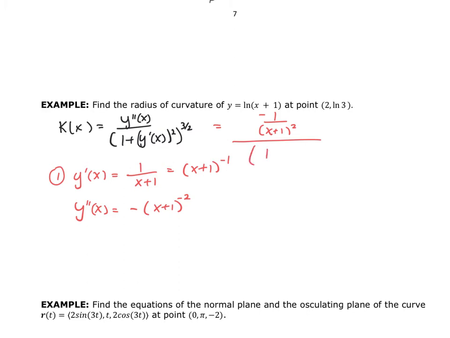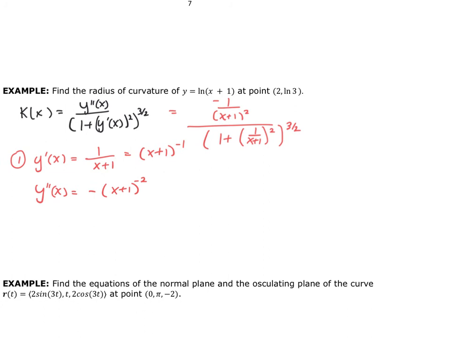And then in the denominator, I'm going to have 1 plus, and then 1 over 1 plus x, the quantity squared. This is going to be raised to the 3 over 2. Now, I could clean this up if I was asked to find the radius of curvature not at a particular point. But because they're asking me to find this at a particular point, I'm going to go ahead and find k of 2. This is my x value. This is my y value, but I don't actually need that for this. They're just telling you that that would have been the y value.